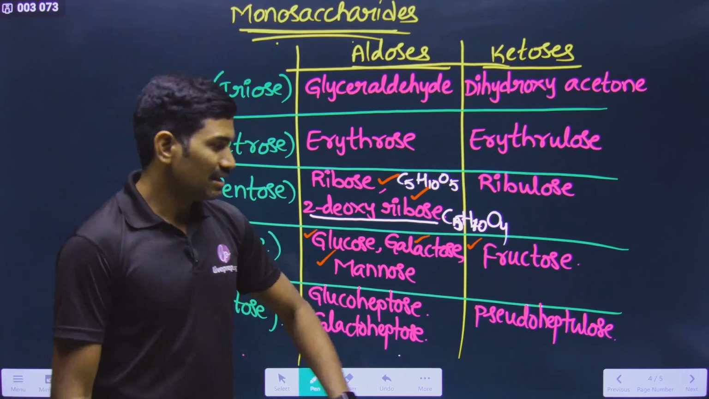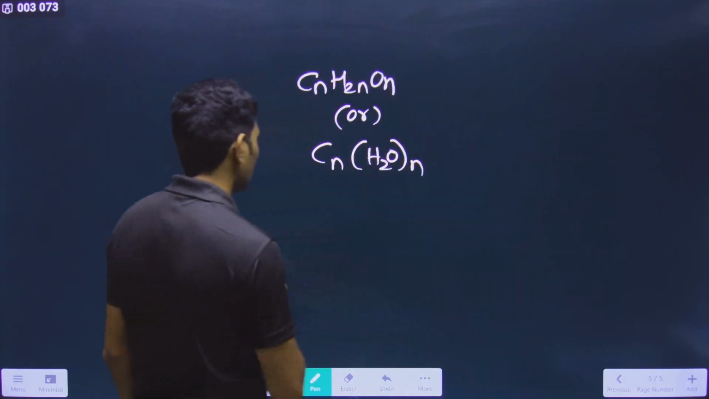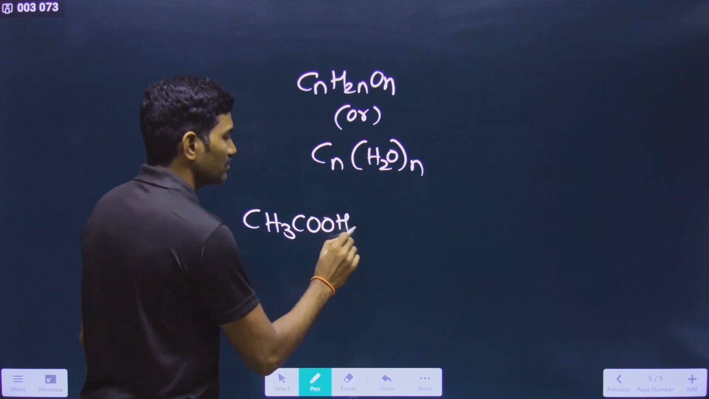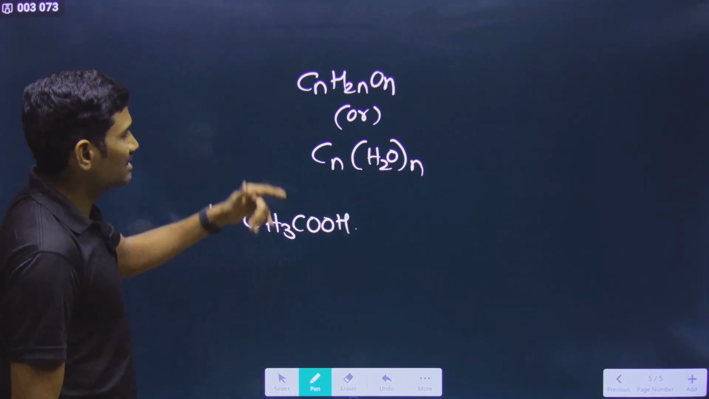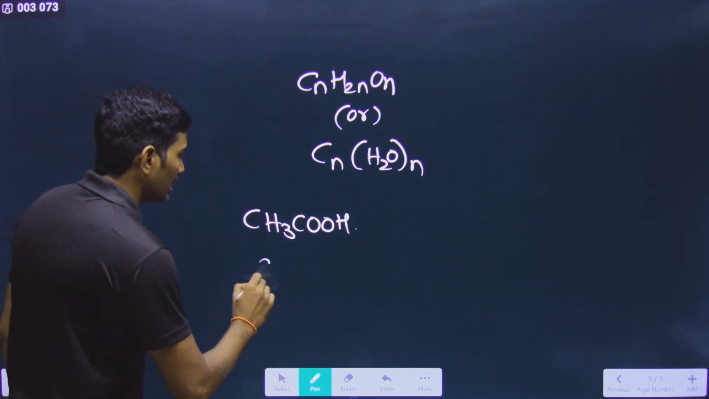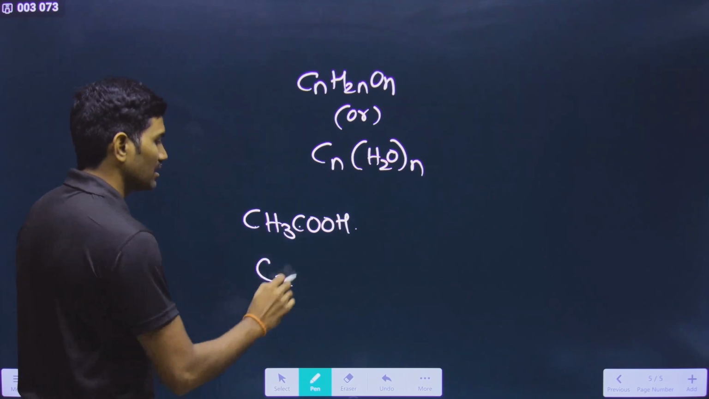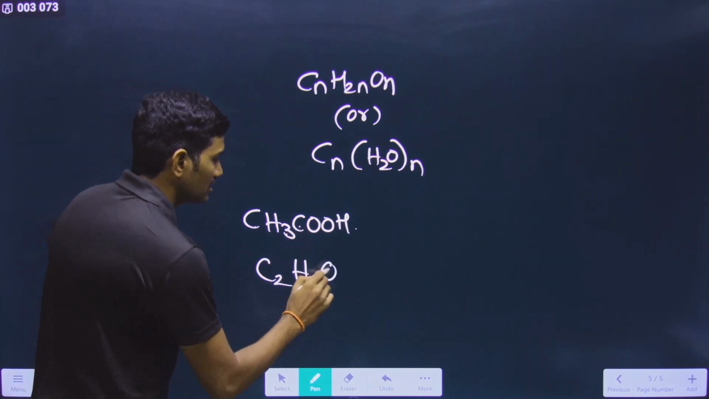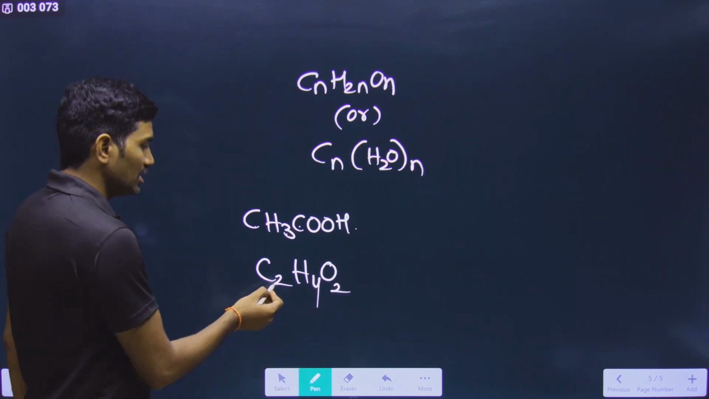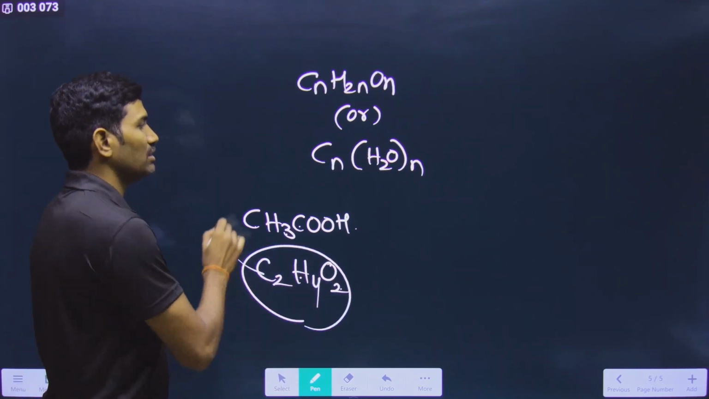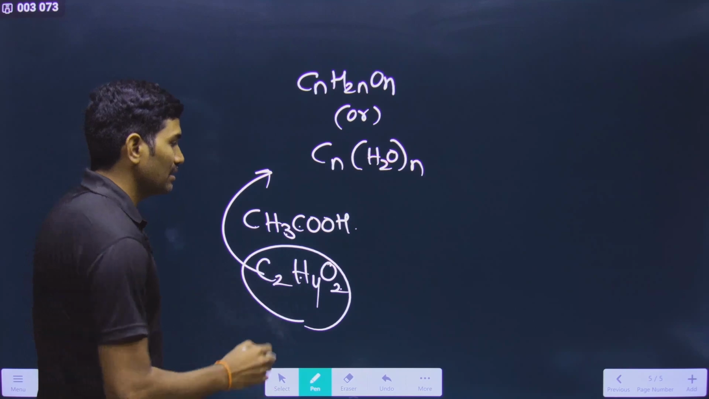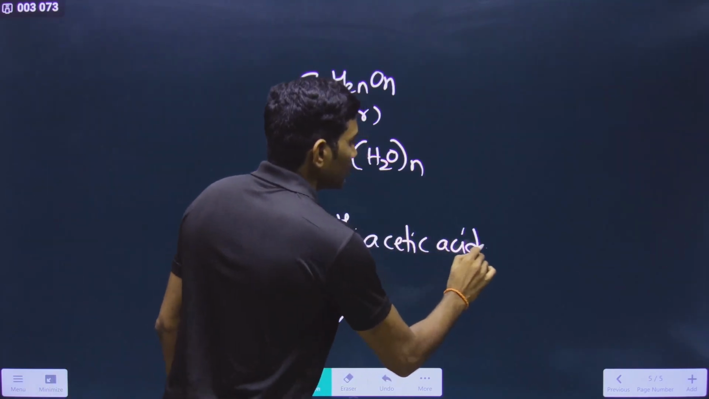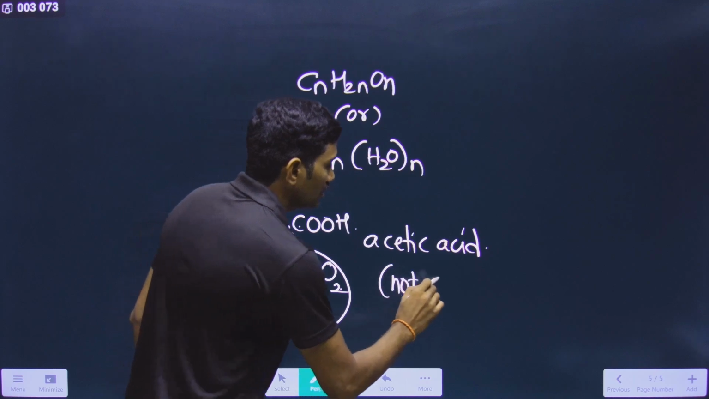Yes or no? In the same way, I will tell you one more example. If you are talking about acetic acid, what is acetic acid? CH3COOH. You just write this acetic acid in this particular formula. How many carbons are there? 1, 2. 2 carbons are there. Hydrogens, how many are there? 3 plus 1, 4 are there. How many oxygens are there? 2 are there. So C2H4O2, it is following this formula. But this is acetic acid, it is not a sugar.